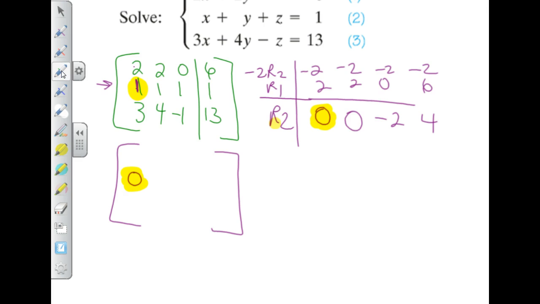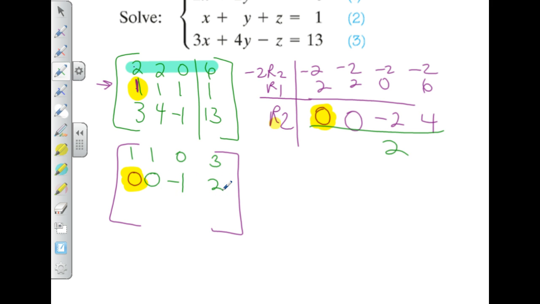So you don't have to do anything to this top row, but I want to. I want to show you that you can actually divide that top row through by two. Divide every term by two, and we get 1, 1, 0, 3. That kind of helps simplify and reduce. And this one, I think I can divide everything through by two. So instead of writing 0, 0, -2, and 4, I'm going to write 0, 0, -1, and a 2.